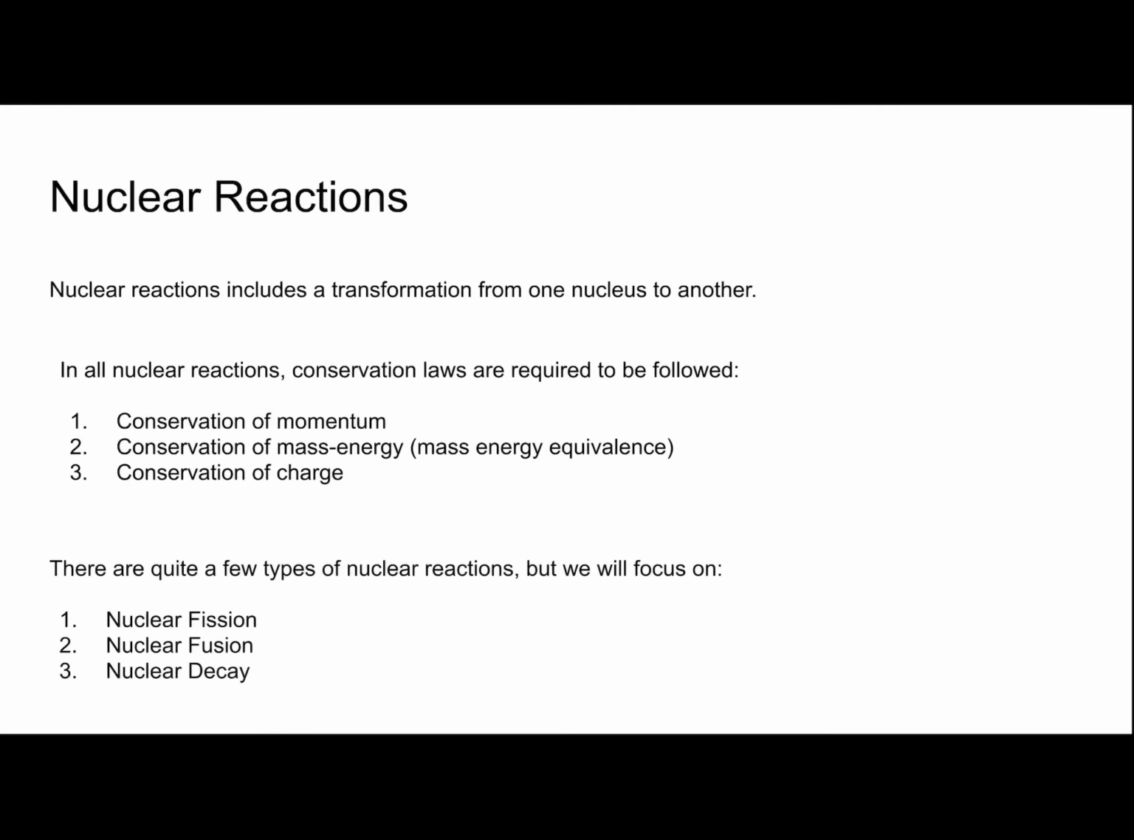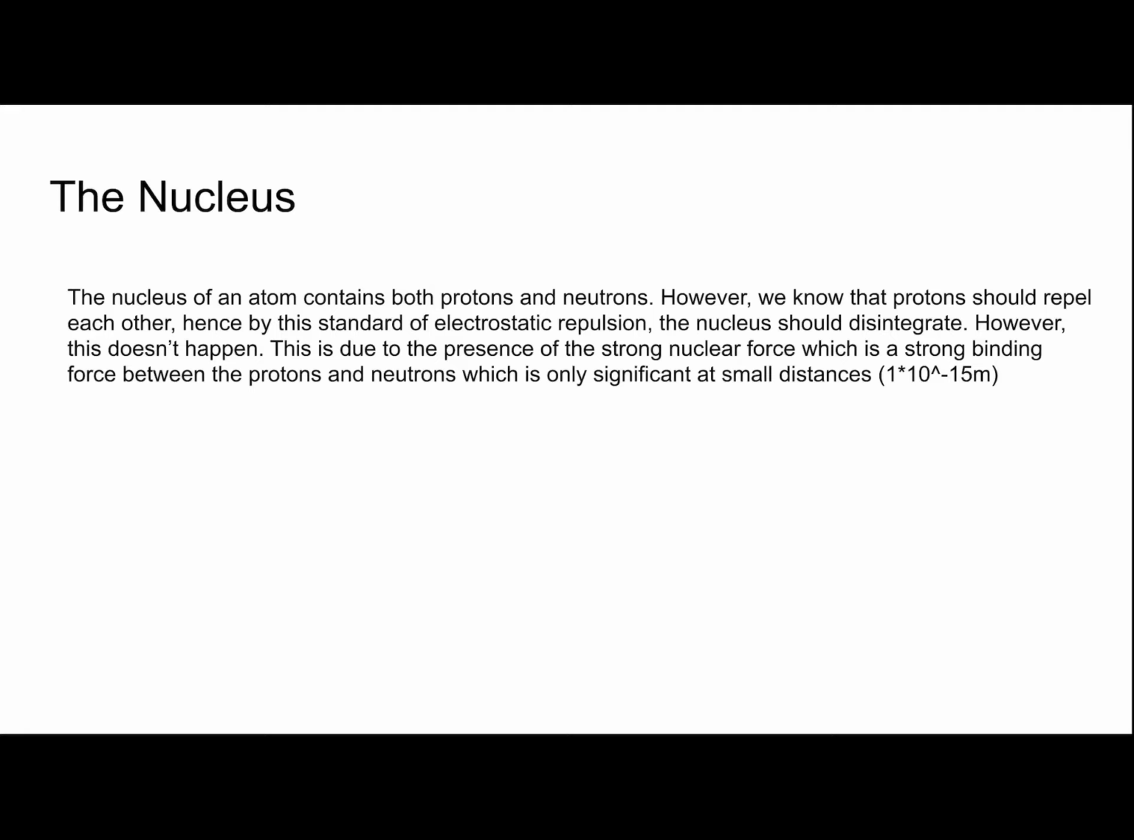So there are quite a few types of nuclear reactions, but for level 3 standards, we're going to be focusing on nuclear fission, nuclear fusion, and nuclear decay. Right, so starting off, we're going to be looking at the nucleus of an atom. The nucleus of an atom contains both protons and neutrons. We should know about this from our chemistry.